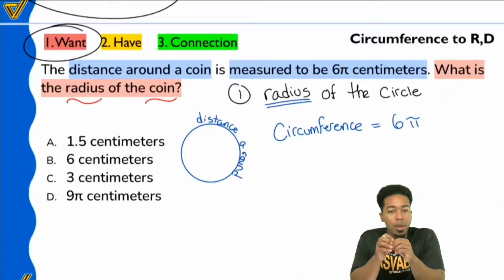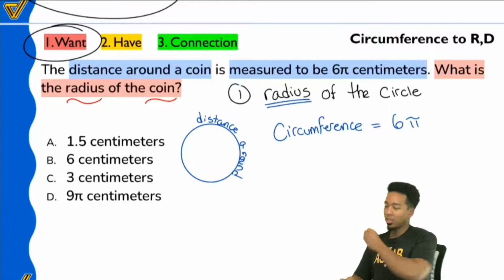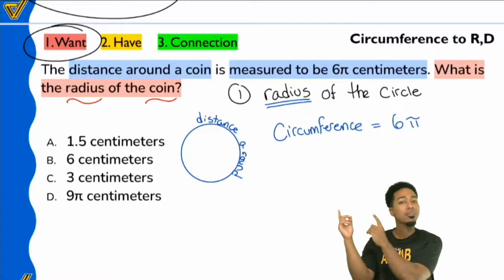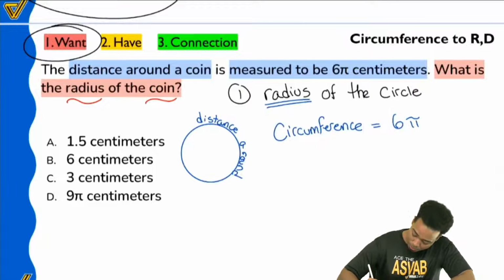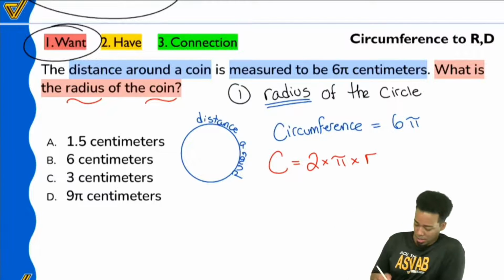to solve my problem. Everybody, does that make sense? That's the connection. You're trying to find the radius and you're given the circumference. The connection is the formula that uses both of those terms. And the formula that uses both of those terms is the circumference equals 2 pi r. And that's how we know that we should be using this. Yes or no? Does that make sense?